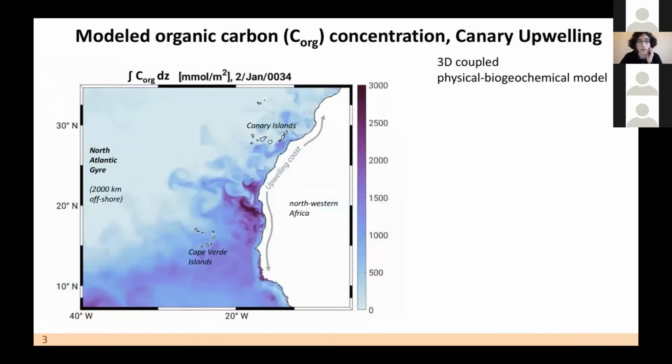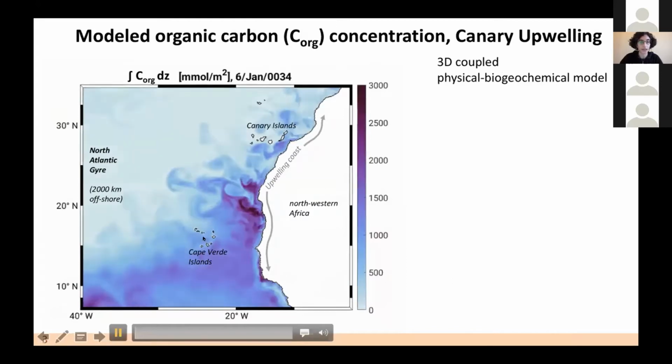I'm going directly to the spoilers in this talk because we're talking about biogeochemical modeling. And I'm showing you here the vertically integrated organic carbon concentration in the Canary upwelling system from a 3D fully coupled physical biogeochemical model. And I'm doing this because I want to show you how just looking at the dynamics of what a model can show you can give you a first understanding of what's going on and can give you an answer to questions that you want to address.